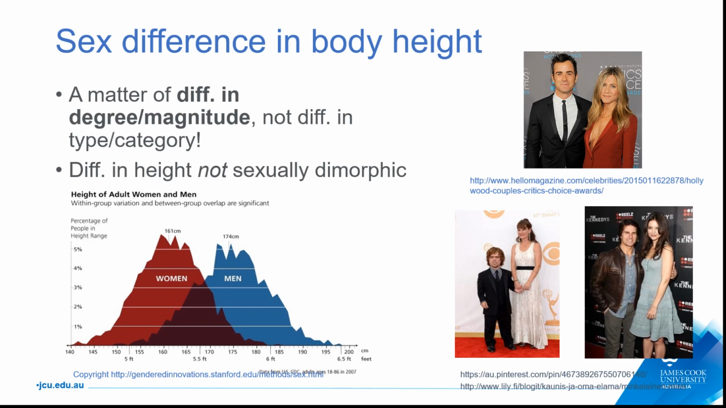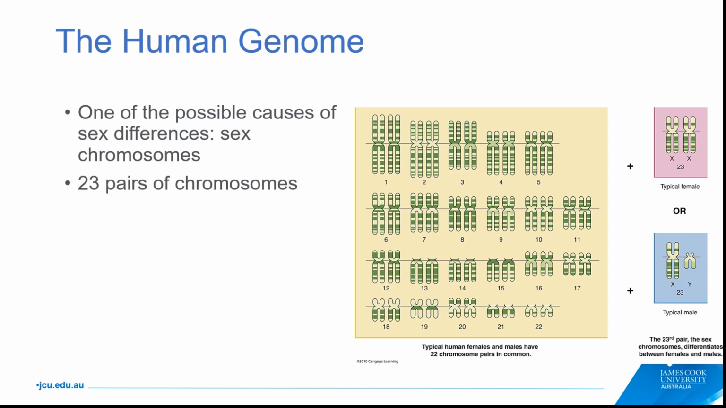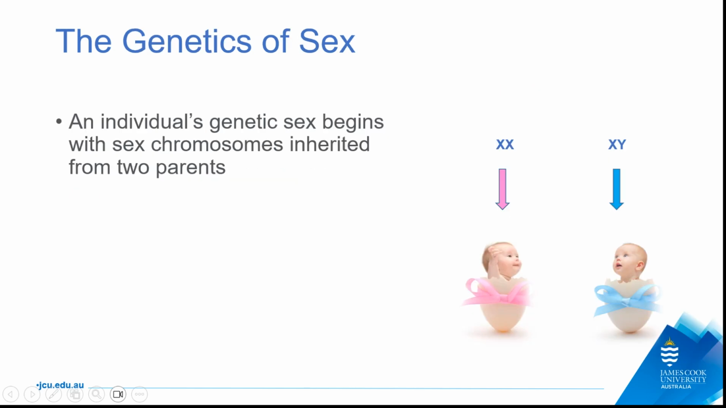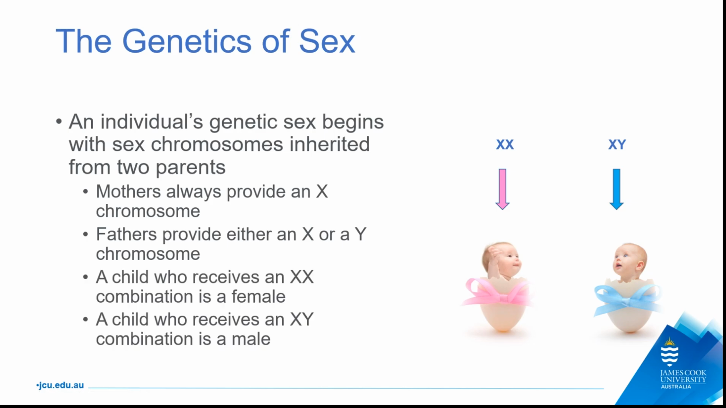So human genome, this one is a revision of a secondary school textbook. We have 23 pairs of chromosomes, so altogether 46 chromosomes for healthy individuals. An individual's genetic sex starts with sex chromosomes inherited from our parents. Mother always provides an X, and fathers provide a Y or an X. XX refers to a female, XY refers to a male. Basic knowledge.